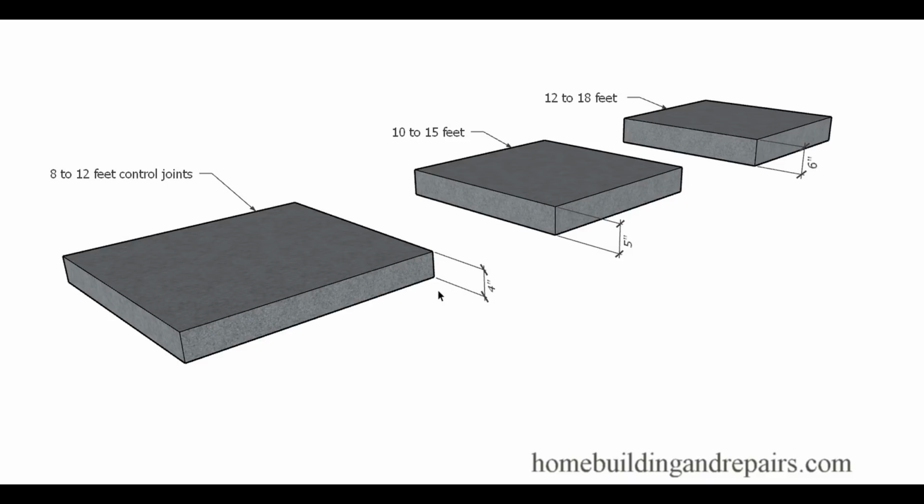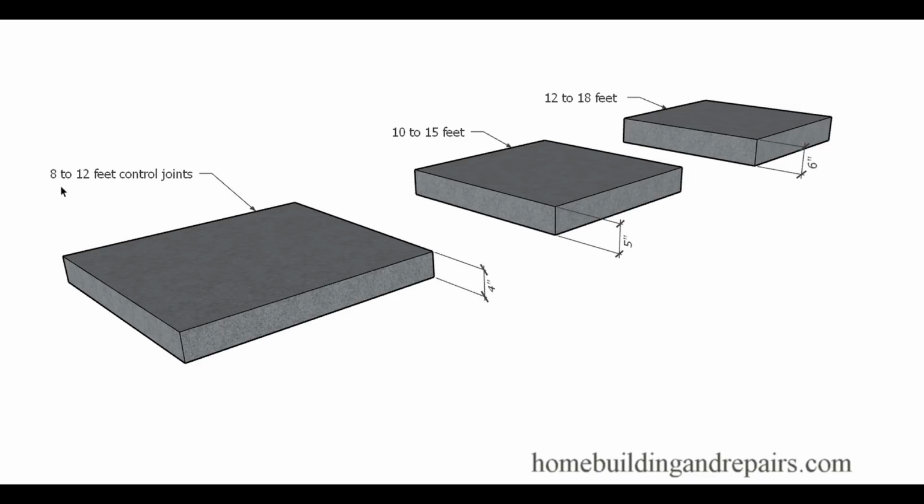Okay, if you have a 4-inch thick concrete slab, 8 foot is the maximum. One website referred to that as the absolute maximum. Another one referred to 12 foot as the absolute maximum. For a 5-inch thick slab, again, one referred to 10 foot as the absolute maximum, the other 15 feet. For a 6-inch thick slab, 12 to 18 feet.